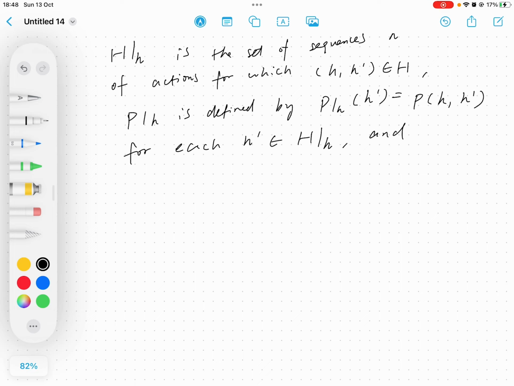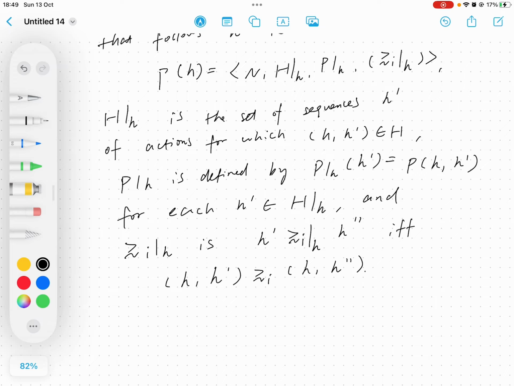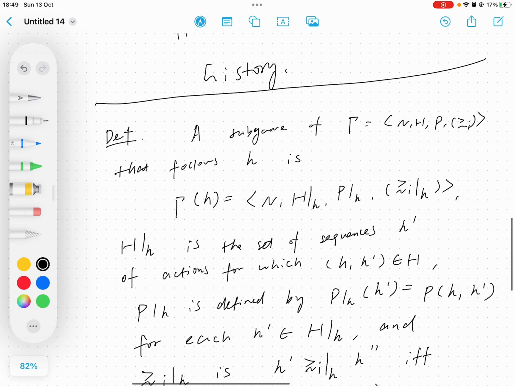Okay, and the preference is defined by h prime is weakly preferred for player i following h to h double prime if and only if the history h and h prime is weakly preferred to h and h double prime. Okay. All right. So it simply refers to a part of the game. Okay. So that's called a subgame.